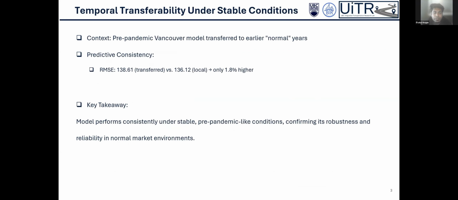For further exploration, we developed the pre-pandemic model and applied it to earlier normal years, before 2016, and looked at predictive consistency. In terms of RMSE comparison, it was 138.61 for the transfer model versus 136.12 for the local model, so only 1.8% higher. The key takeaway is that the model performs consistently under stable pre-pandemic-like conditions, confirming its robustness and reliability in normal market environments.